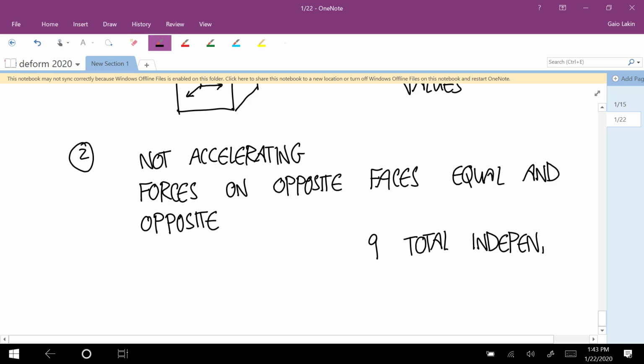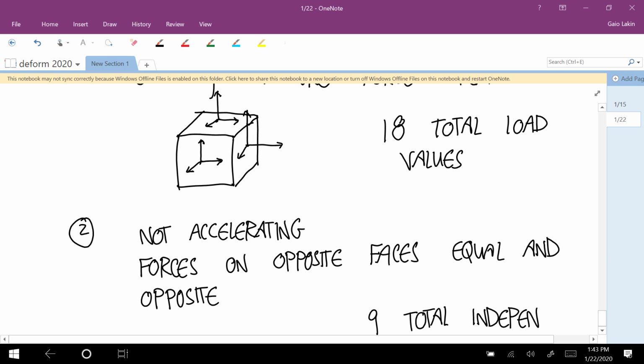So we just ignore the opposite force. We're just trying to figure out how many values we have to keep track of. Okay, so yeah, they're there, but we don't have to keep track of them because we know they match the ones we're keeping track of.